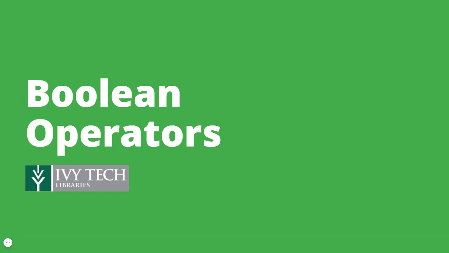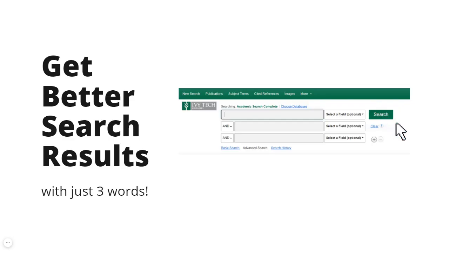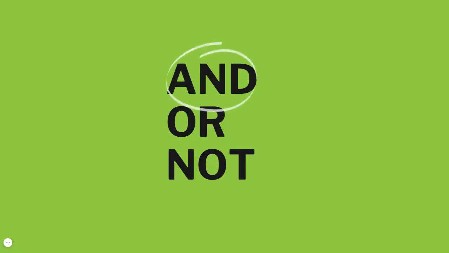Hello, let's learn about Boolean operators. Our databases use the following three words to help you get a better, more focused search result. And, or, not. Each of these words do something different during your search and give you different search results, so let's break them down.